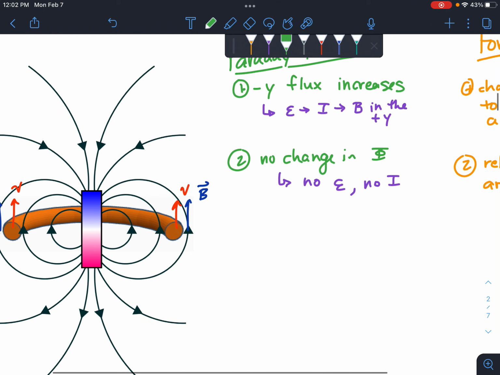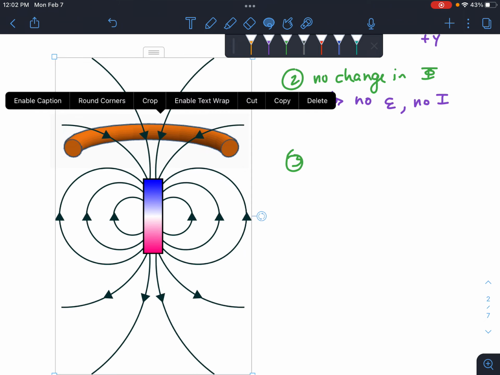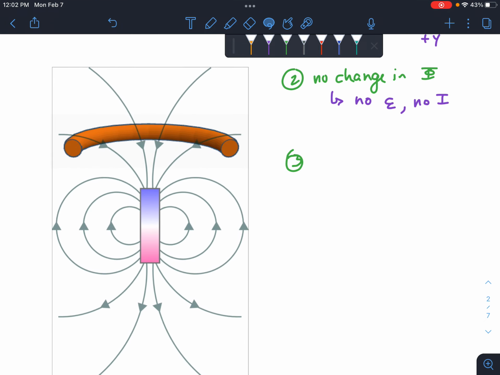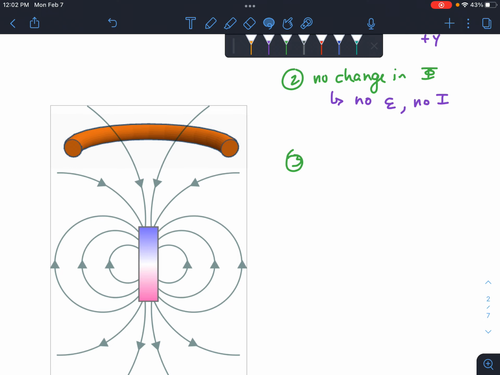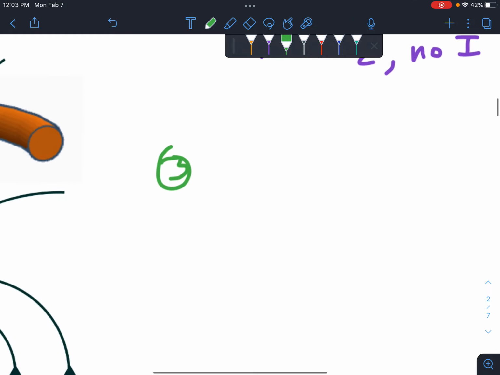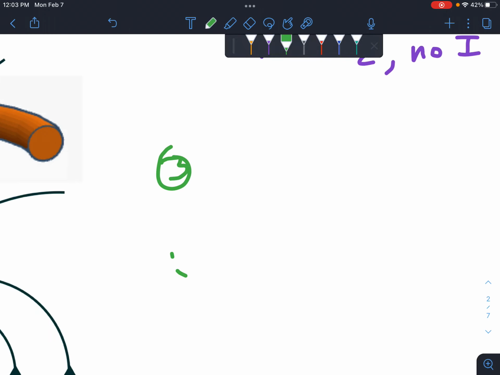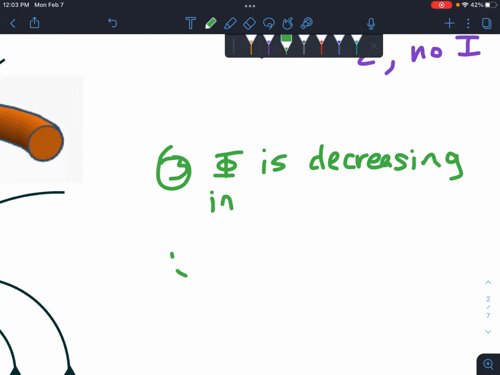And then thirdly, we can take a look as it's exiting. So this would be as the magnet is exiting the coil of wire. Now we're going from 4 magnetic field lines going downward to 2 magnetic field lines going downward. And so what we end up with is the magnetic flux downward is decreasing, not increasing. So the flux is decreasing in the negative y direction.